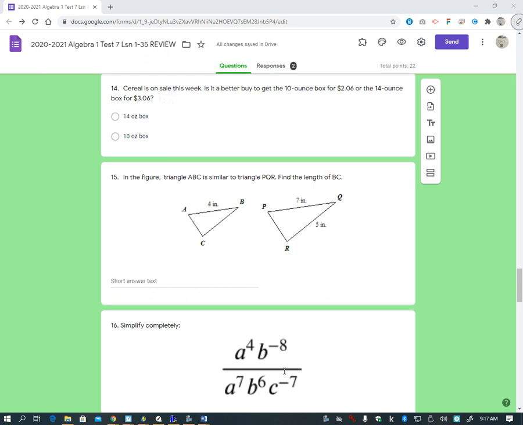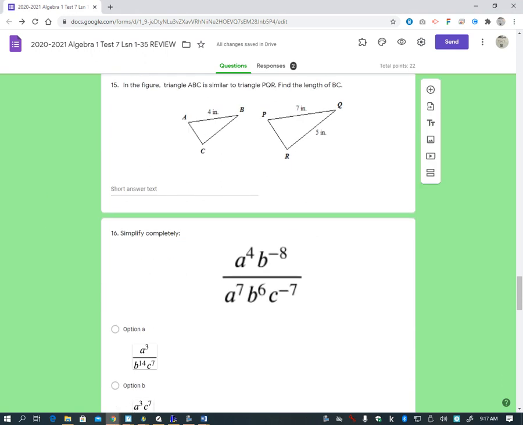All right, 15. In the figure, triangle ABC is similar to triangle PQR. What do we know about similar figures? They are proportional, okay? Corresponding side lengths are proportional to corresponding side lengths, okay? We want to find the length of BC. There's several different proportions that we can set up. Okay? What is a proportion that we could set up?